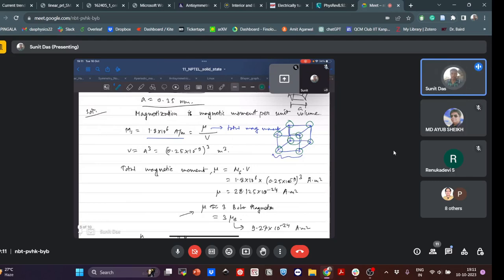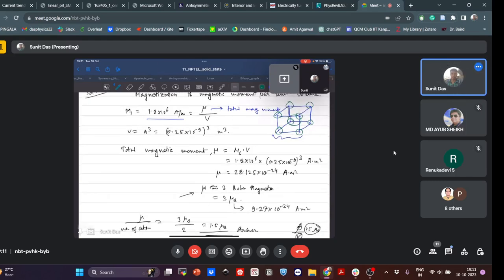So the total number of atoms per unit cell will be given by 8 atoms into 1 by 8, because there are 8 corners, and each corner atom is a part of 8 unit cells, right? So plus 1, the body center. So this is 2 number of atoms.